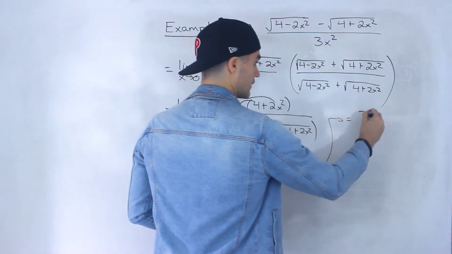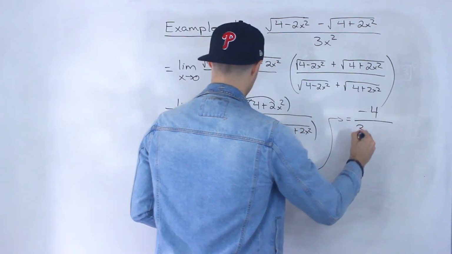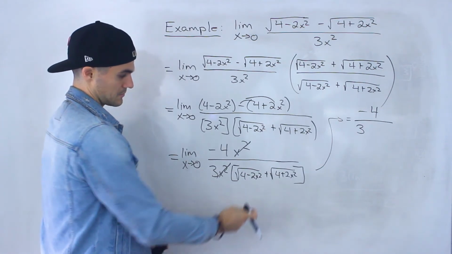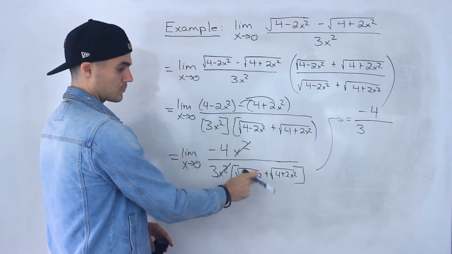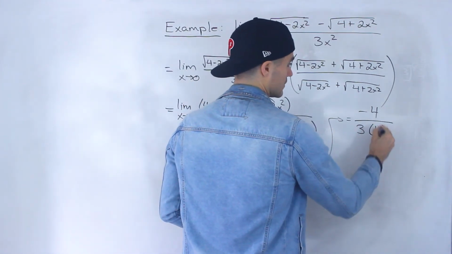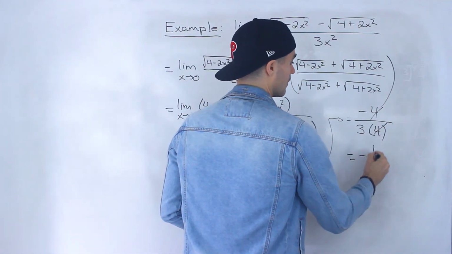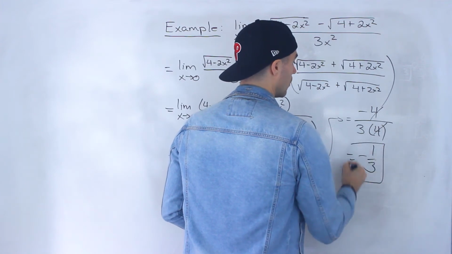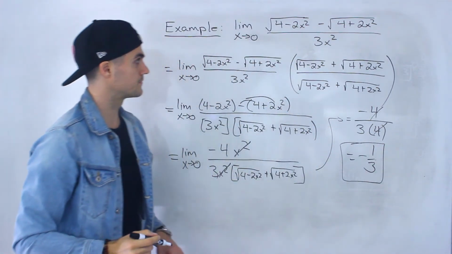So if we sub in 0 for x here, we have negative 4 at the top. We've got 3 over here. Subbing in 0 here, we've got the square root of 4 plus the square root of 4, 2 plus 2, so that's going to be 4. Notice these 4s cancel out. Negative 1 over 3 is your final answer.